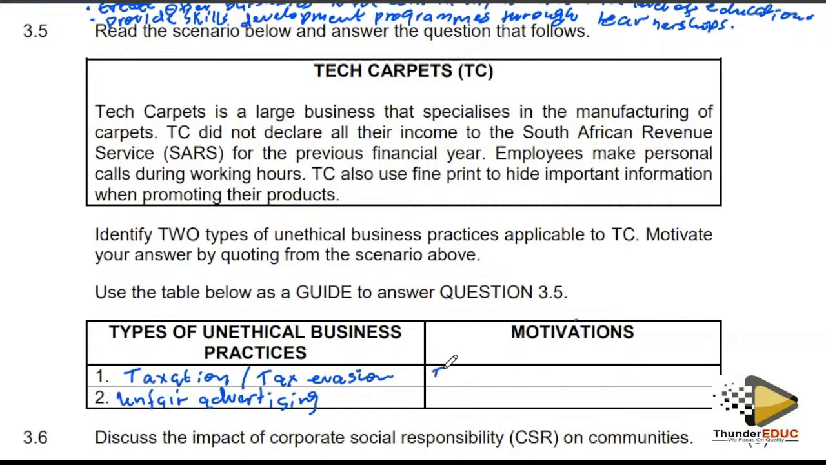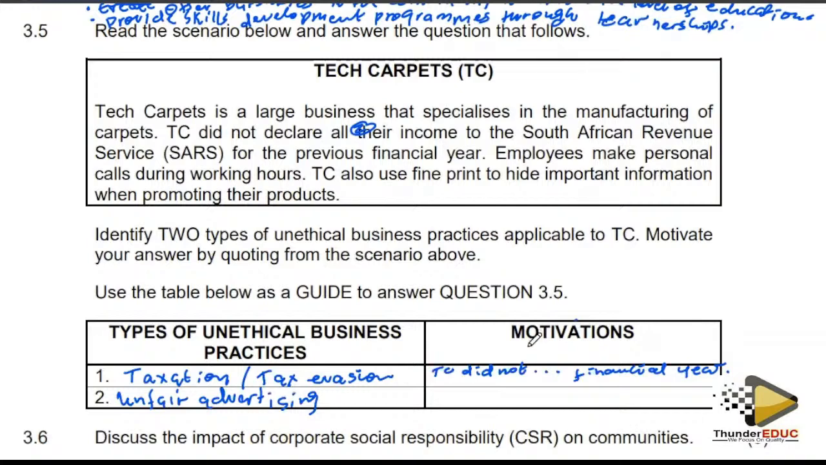So now here we have TC, which did not display all their income for the previous financial year. The second sentence is the one that shows that this is in line with tax evasion. So remember, you should write the sentence the way it is, don't change it.